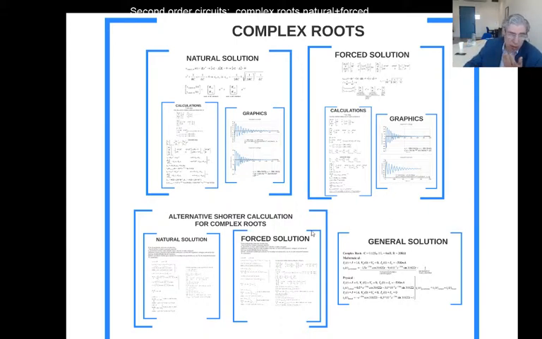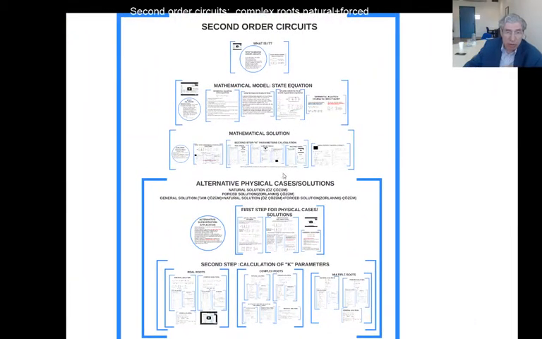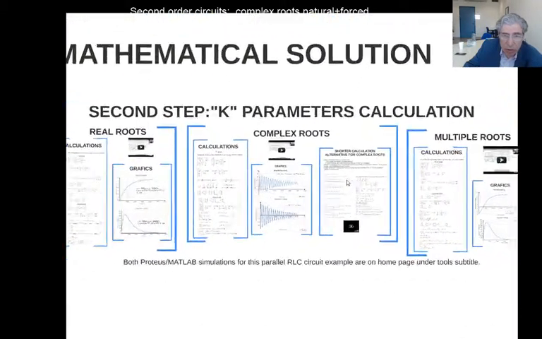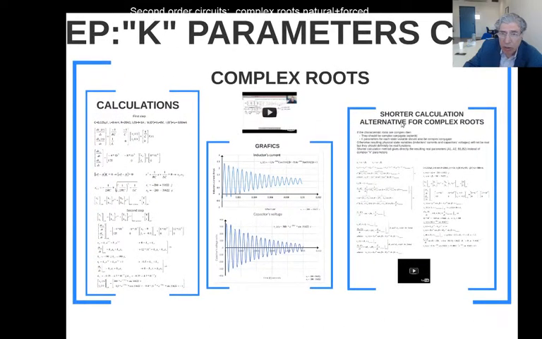And there is an alternative, shorter calculation for complex roots here. The steps are the same as we have done in the mathematical solution. I'll show you. If you go to that mathematical solution, go to complex roots, you see here the alternative, shorter calculation for complex roots. So that is the one which will be repeated for the natural and forced solution cases.